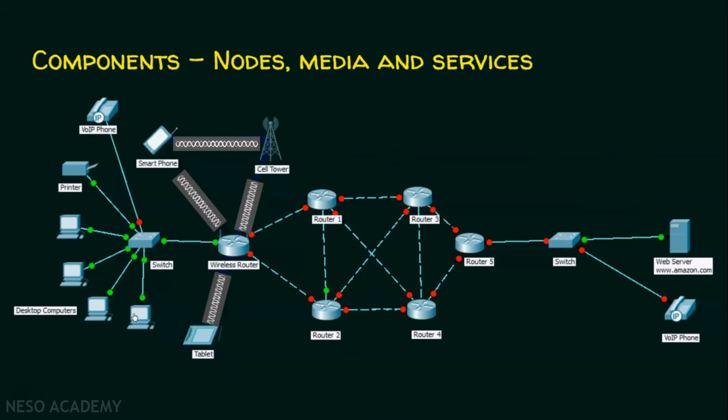If somebody is accessing Amazon.com, so he is using www, that is the World Wide Web services. And there is a file here. If this computer wants this file, it uses this computer network for getting that file. So file sharing is another service depicted in this scenario. And that's it guys. We have seen nodes, media and services.